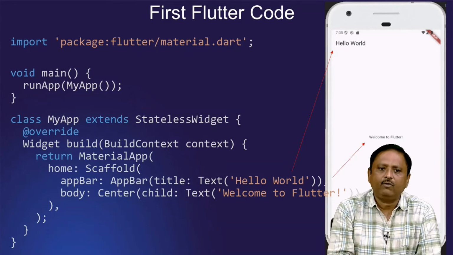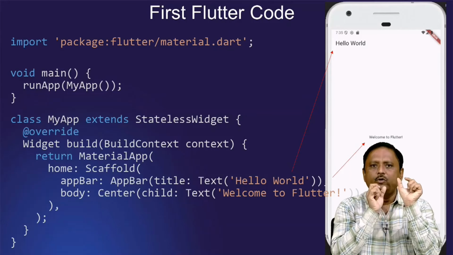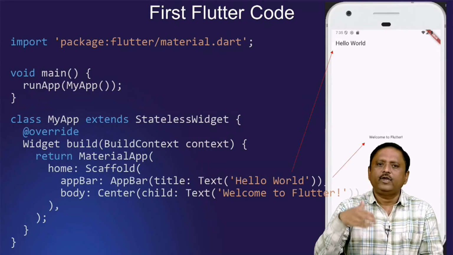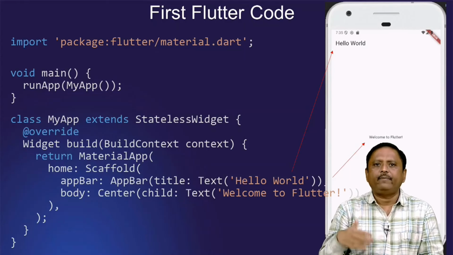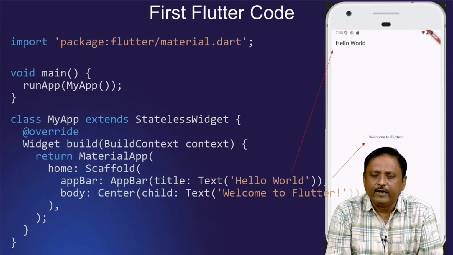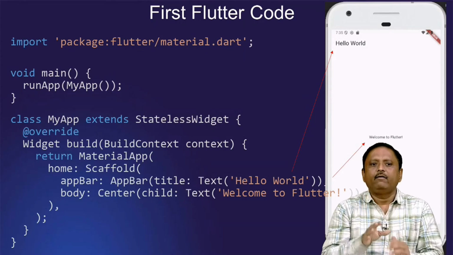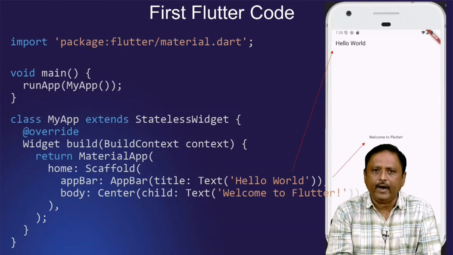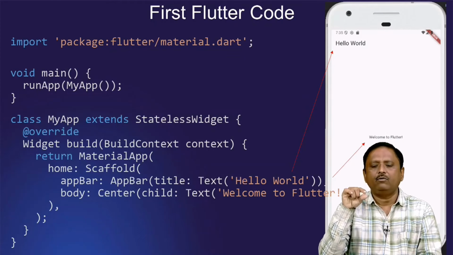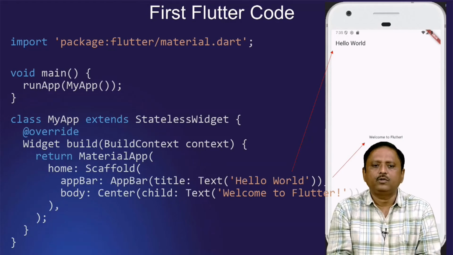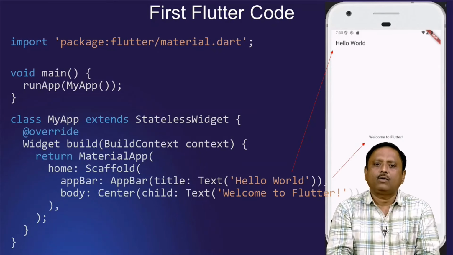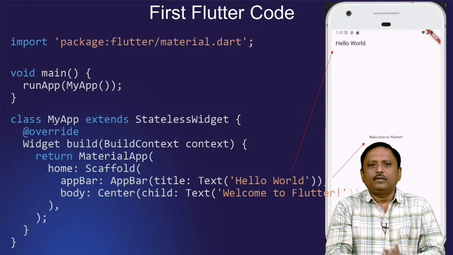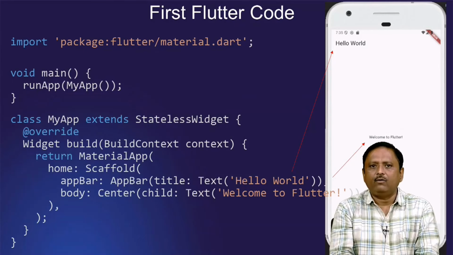So we write down that in body we want to display center, and inside center we want to display child of type text with tag "Welcome to Flutter". Then we close scaffold, then we close material app, and we write down a semicolon. Then we close the opening and closing braces of the stateless widget class and build method. So this is how we write the code.